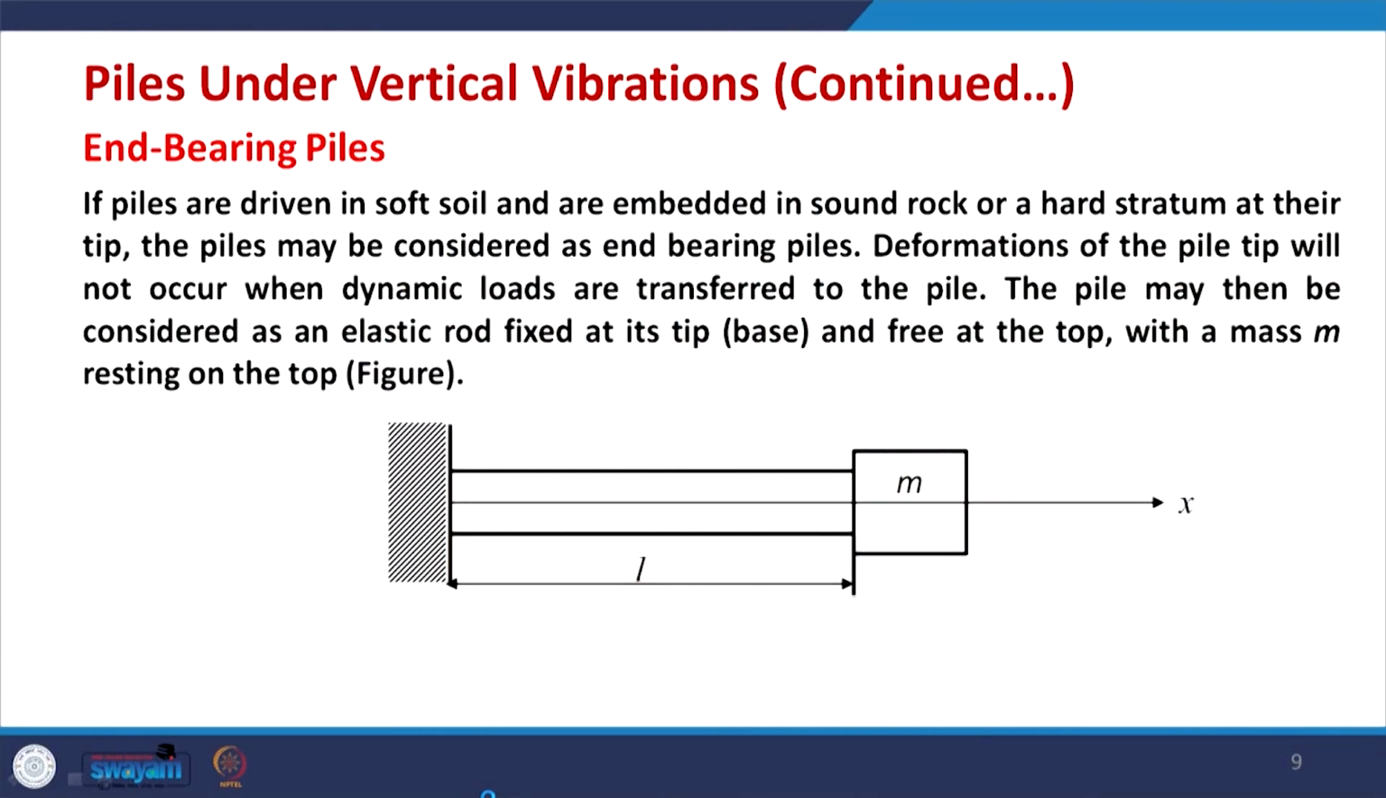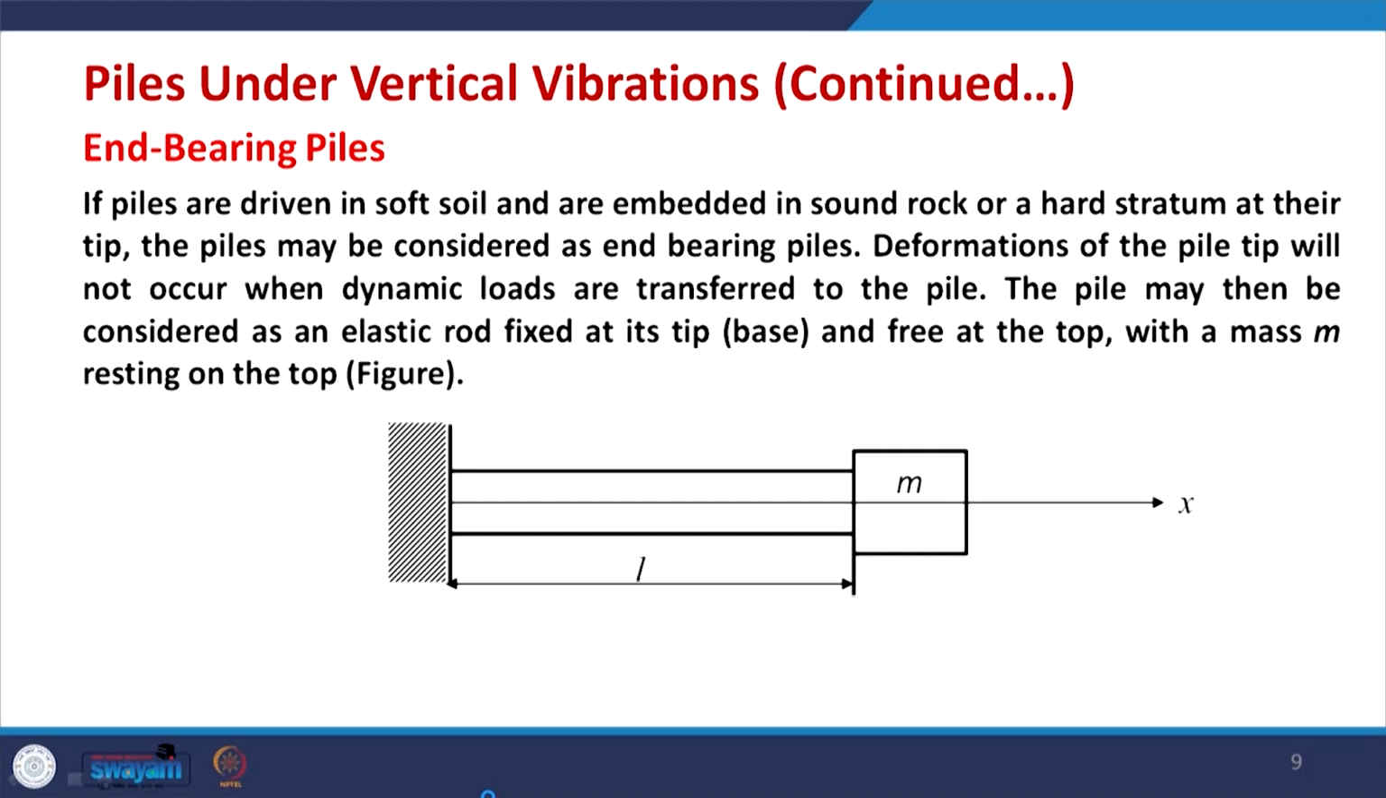If piles are driven in soft soil or embedded in sound rock or hard sediment, their tip, the piles may be considered as end bearing piles. It is not necessary that the whole of the pile is passing through good soil condition. If the condition at the pile tip is good, or the pile tip is situated in hard rock, then this will be socketing, and it can be treated as end bearing piles. Deformation of the pile tip will not occur when dynamic loads are transferred to the pile.